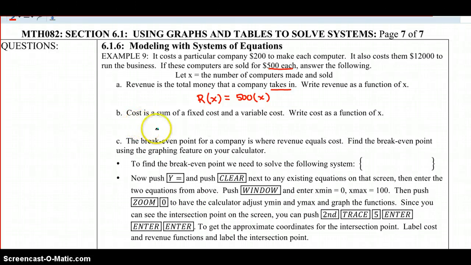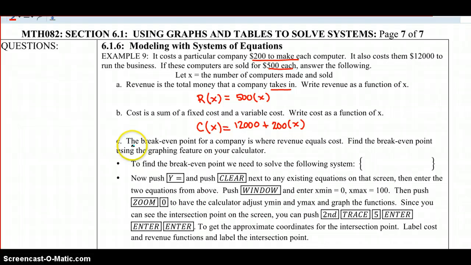Now cost is the sum, an addition, of a fixed cost and their variable cost. We want to write cost also as a function of X. The cost to the company to make these computers depends on how many they make. They have a fixed cost, this $12,000, that's just a flat fee of the bills that they have. But then they also have this $200 for making each computer. That's their variable cost, so this part of our expression depends on how many computers they make. The total cost is $12,000 plus $200 for every computer that they make.